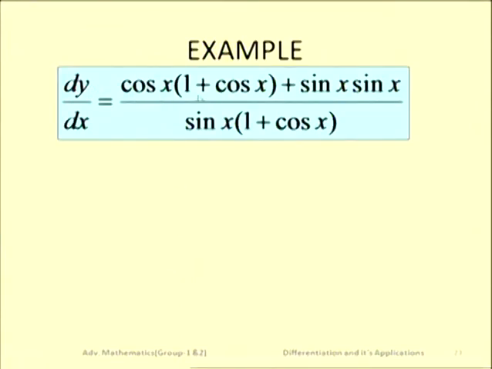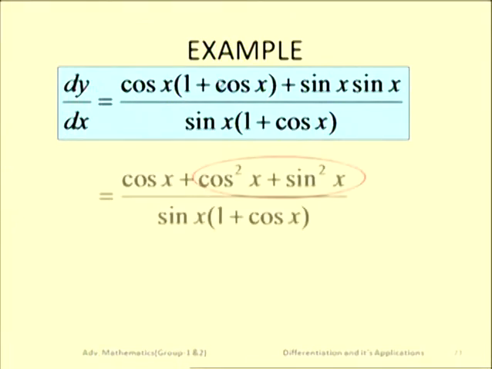Now, if we open this bracket, we have cos x into 1, that is cos x, and cos x into cos x is cos square x, plus sine x into sine x is sine square x. As we know that cos square x plus sine square x is equal to 1, the encircled quantity can be replaced by 1.